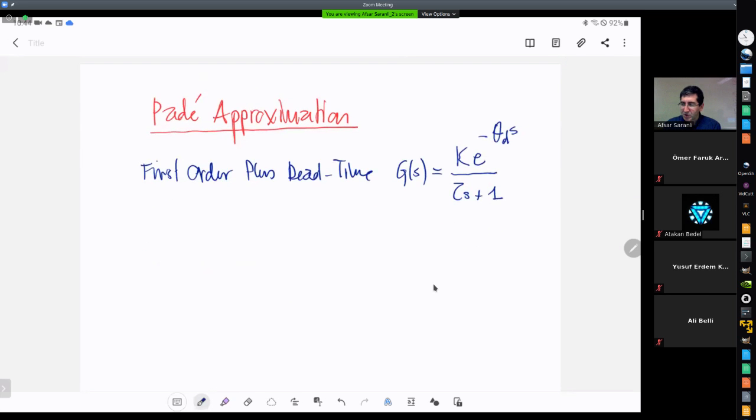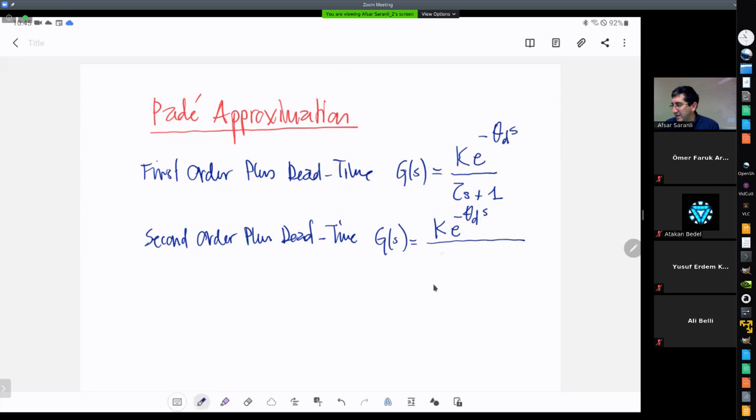There is also a second order with dead time, although we will not spend too much time on this, but it's present. Okay, so you will hear about it. Second order plus dead time. That is not surprisingly essentially a second order polynomial in the denominator, K e to the power minus theta d s. In the denominator you have a standardized second order expression, tau square s square plus 2 psi tau s plus 1. Okay, so this is the expression that you will find in the literature.